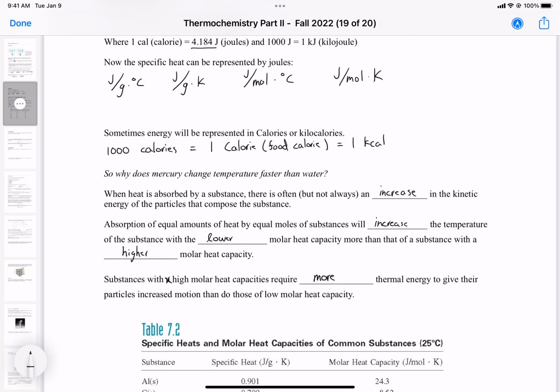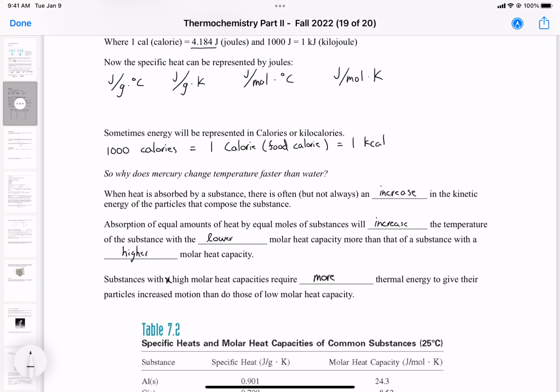That's why metals usually have low heat capacities. That's why they heat so quickly, and you should never handle metal containers with your hands, because they tend to heat and cool very rapidly.